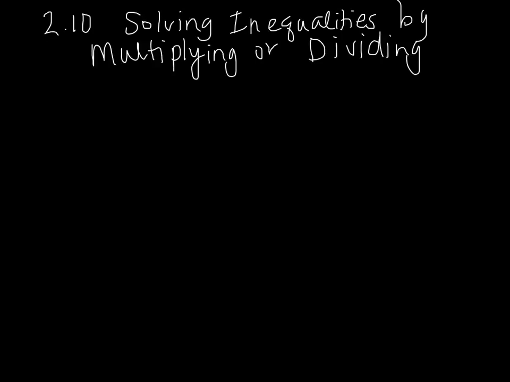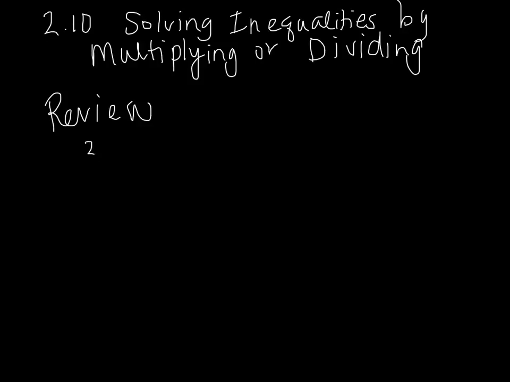So if you remember back to lesson 2.9, we solved inequalities by adding or subtracting. So now we're just going to be multiplying or dividing. Whenever we have a problem where we see multiplication, we know we need to do the opposite, which is divide, to get our answer to equal 1x, or just regular old x. So let's review again how to do that with an equals sign.